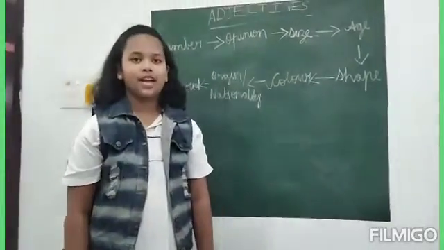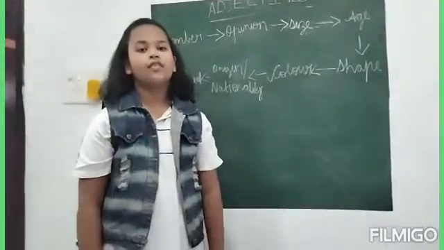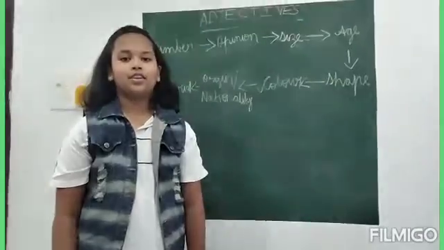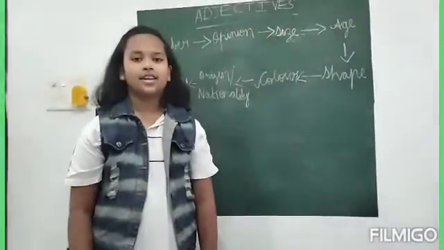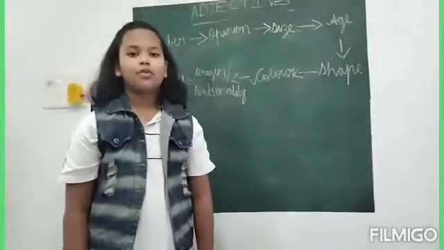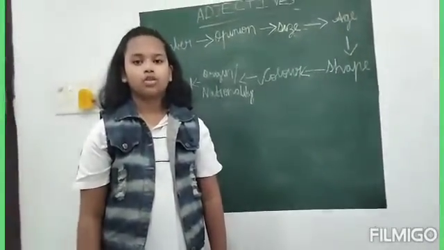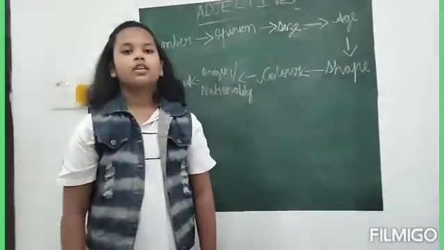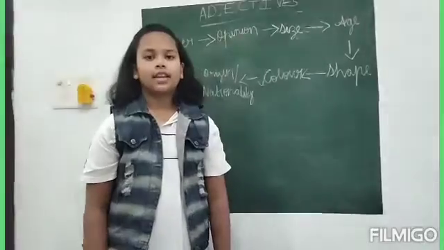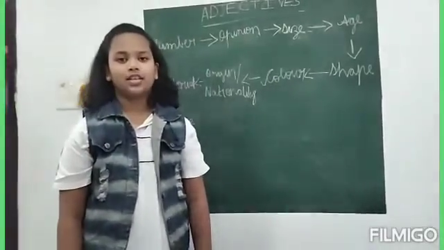The first type of adjective is adjective of quality. It says how a noun is. Example, what a colorful dress. Here, colorful is describing the noun, which is an adjective of quality. Next, adjective of quantity. In this, it tells how much of a noun. She has some sugar. Here, some describes sugar, which is an adjective of quantity.